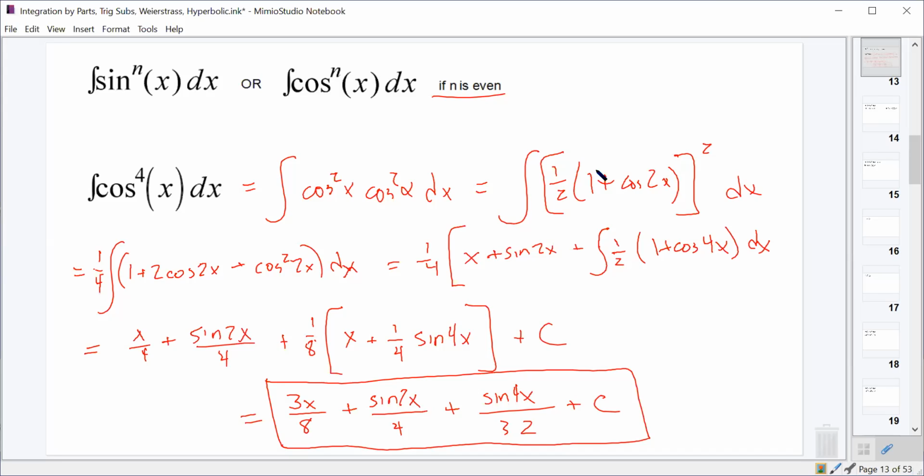Good or no? Where did the 3x over 8 come from? I'm sorry, I don't. Because we have an x over 4, right? And then plus, oh, I see. Why didn't, oh, okay, fine. Good. Cool. Yeah. Cool. Any other questions on that?